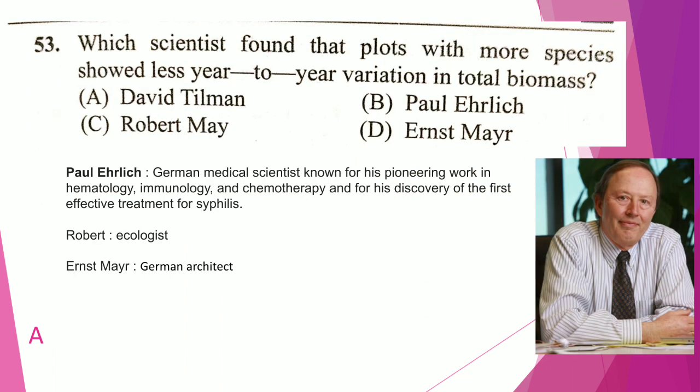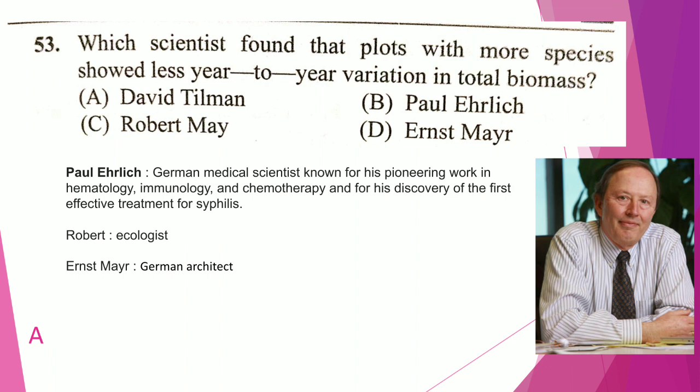Which scientist found that plots with more species showed less year to year variation in total biomass? The answer is David Tilman. David Tilman's long-term field experiment says that plots with more species show less year to year variation, and the productivity is more.